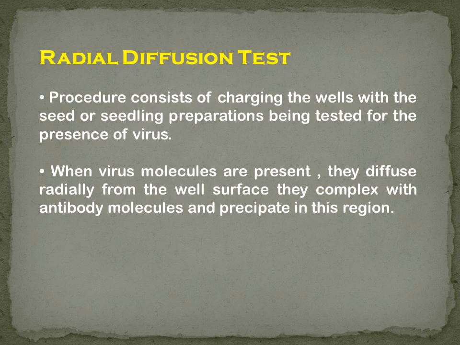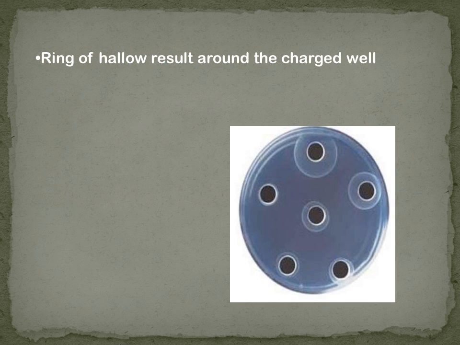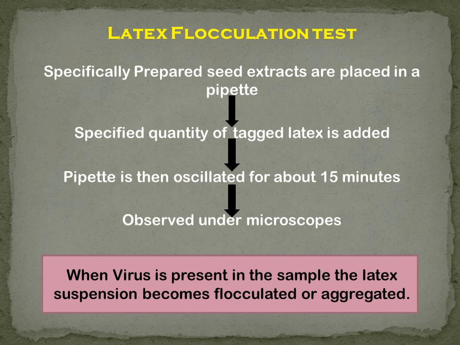So again, this is just the interaction between the antigen and antibody, and finally it will precipitate. So we will observe. You can see a halo result around the charged well. You can see, so this is the interaction.